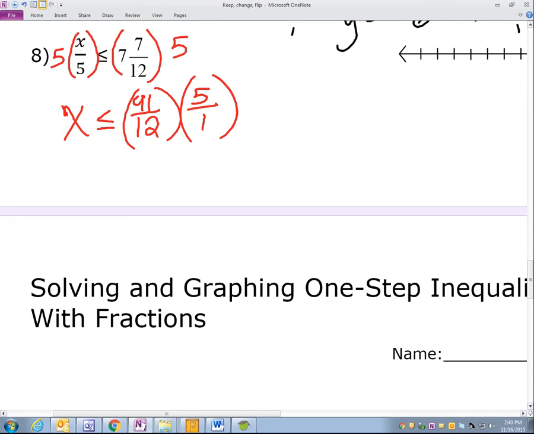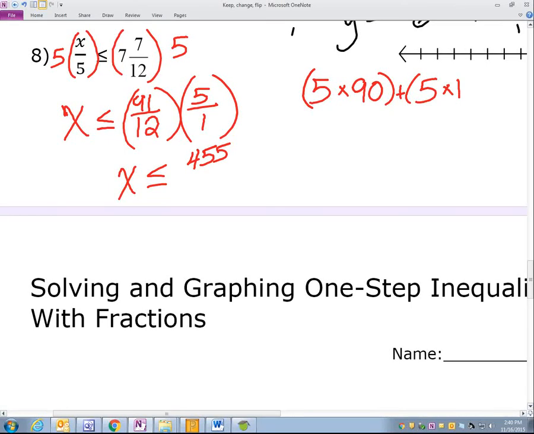I multiply straight across. Less than or equal to. 91 times 5 is going to be 450 plus 5. If you're wondering how I'm doing that multiplication so fast in my head, I'm doing this. 9 times 5 is 45.